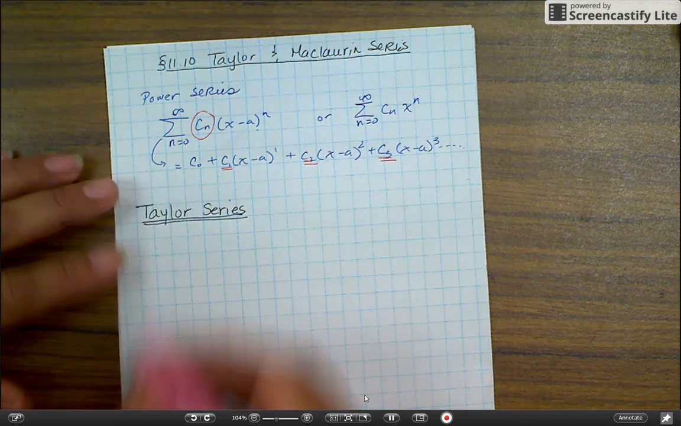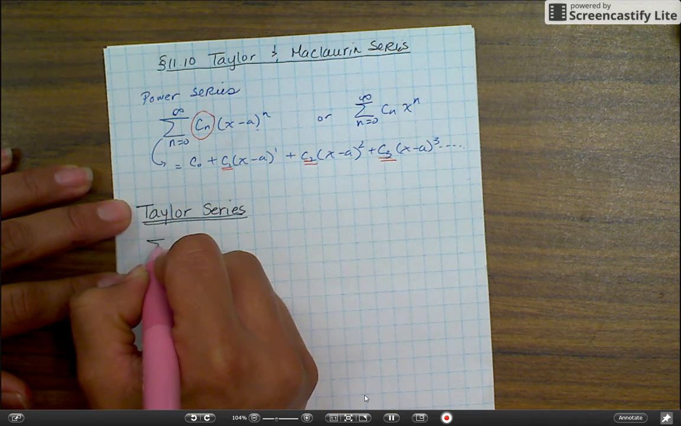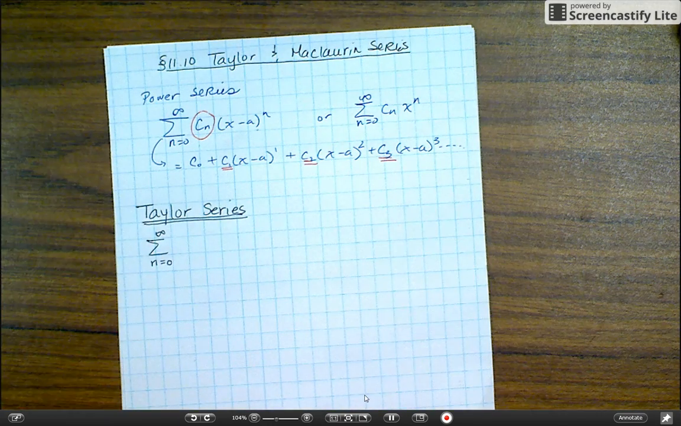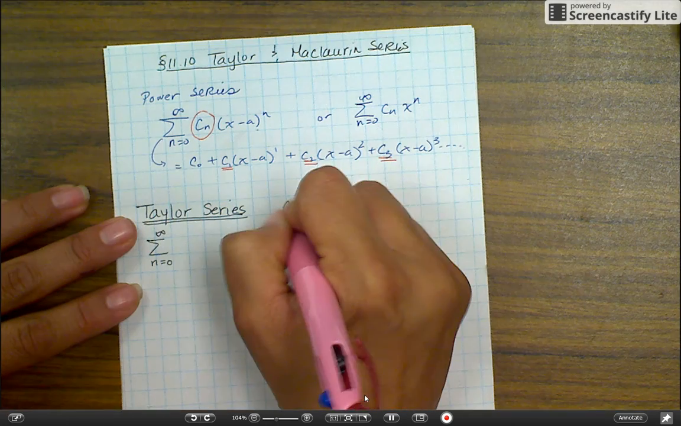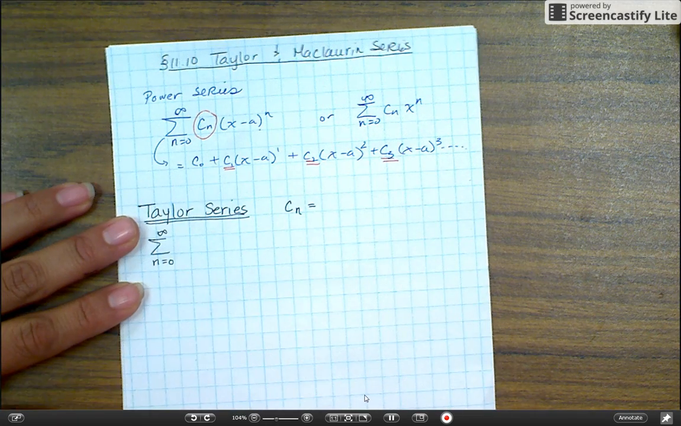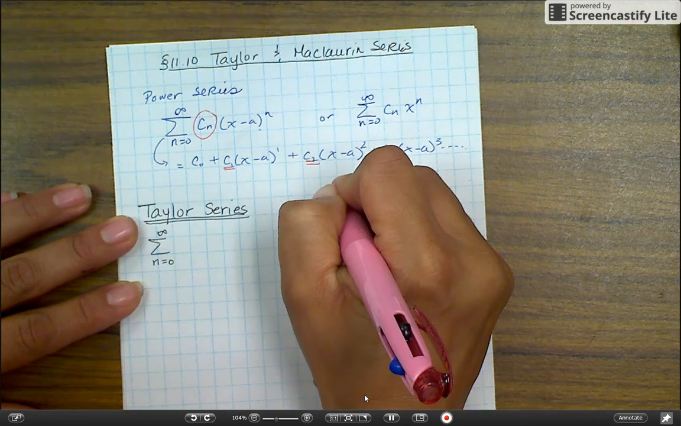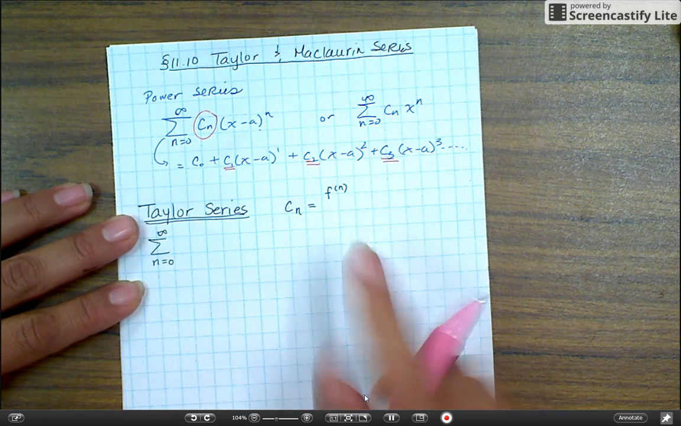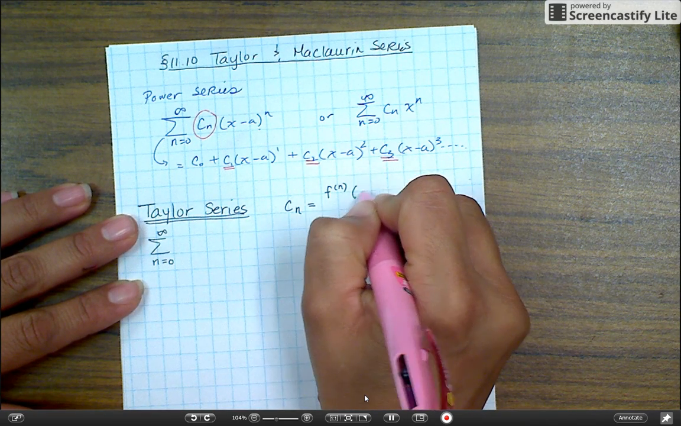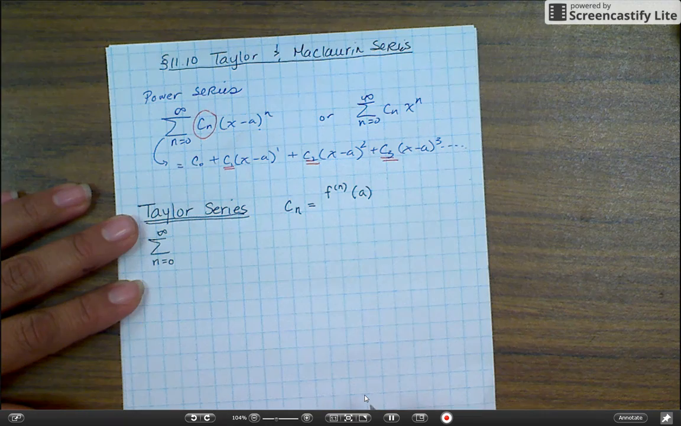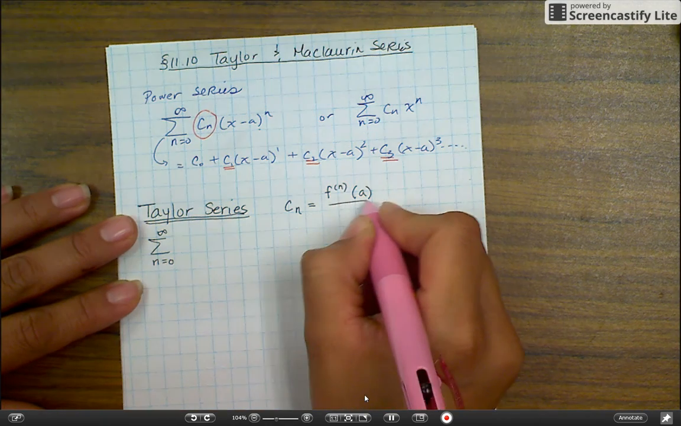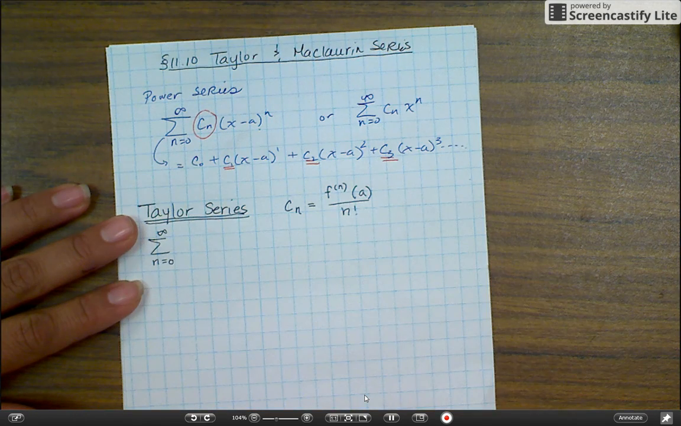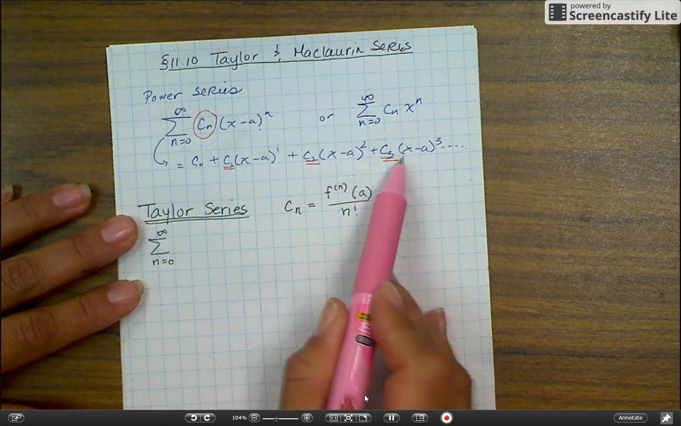Taylor series is a power series where the coefficient, I'm going to write over here, Cn, is equal to this formula. It's the nth derivative evaluated at a, divided by n factorial. So this is my formula for each of my coefficients.